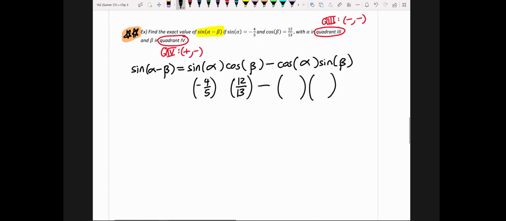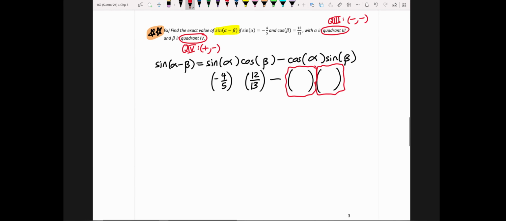Now, in the notes, the numbers are a little more friendly here than what you may see on a quiz or exam, but the process is the same. To fill in these red boxes, we can use the Pythagorean identity or the triangle method.